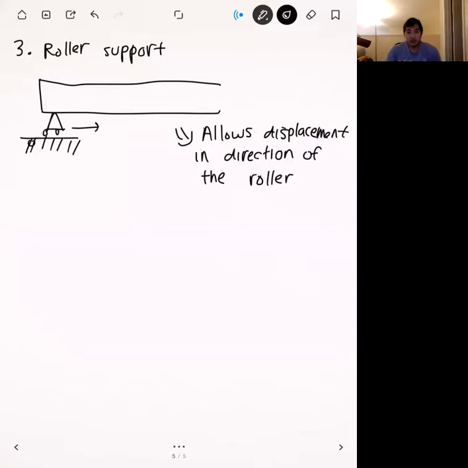And so basically, we're going to have displacement going in this direction right here. Since the roller is in the x direction, we're going to say ux is going to be free. Uy, the direction perpendicular to the roller, is going to be constrained, so we'll set that equal to 0. And rotations are going to be free here. So the roller supports are the least constraining support that you can do.